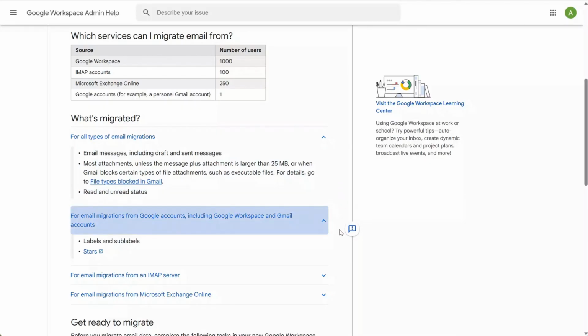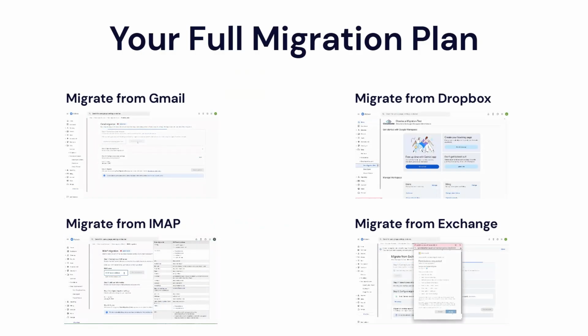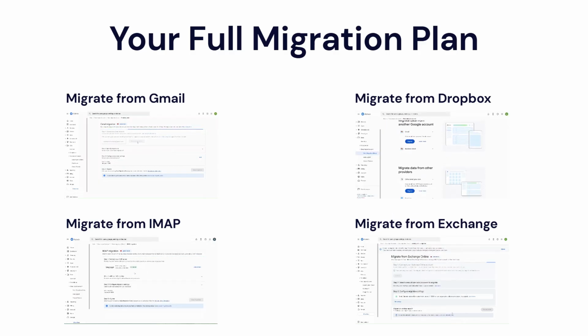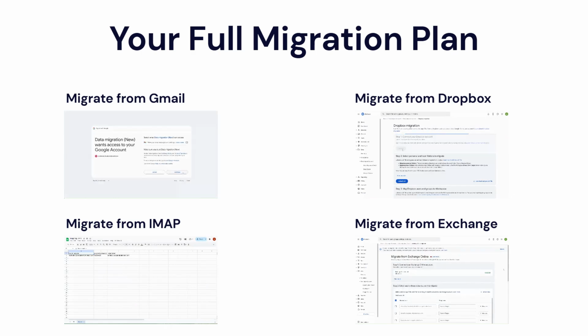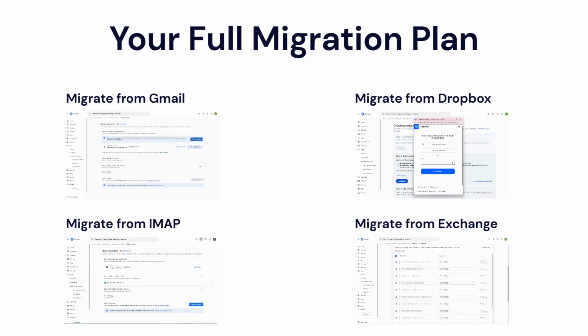Your labels and sublabels are also migrated to keep your organization intact, and your starred messages are preserved. This tool only copies email data. To do a full migration that includes files and other data types, make sure you check out our YouTube channel for other video tutorials and our migration matrix video covering all available tools.